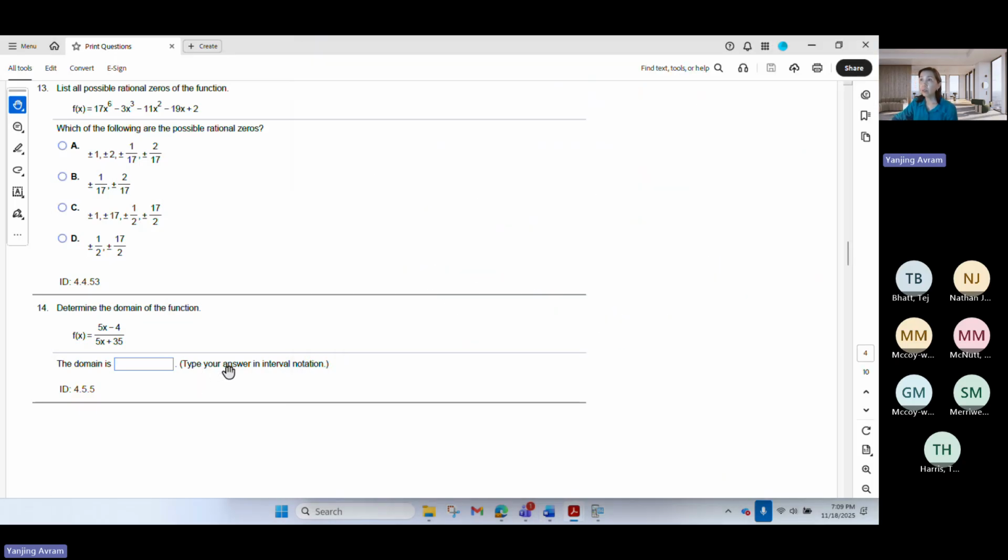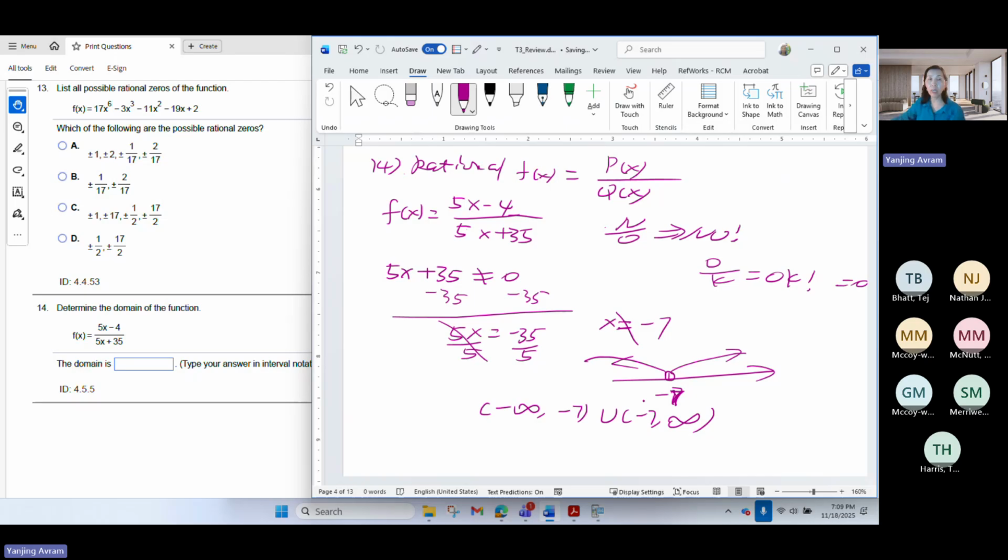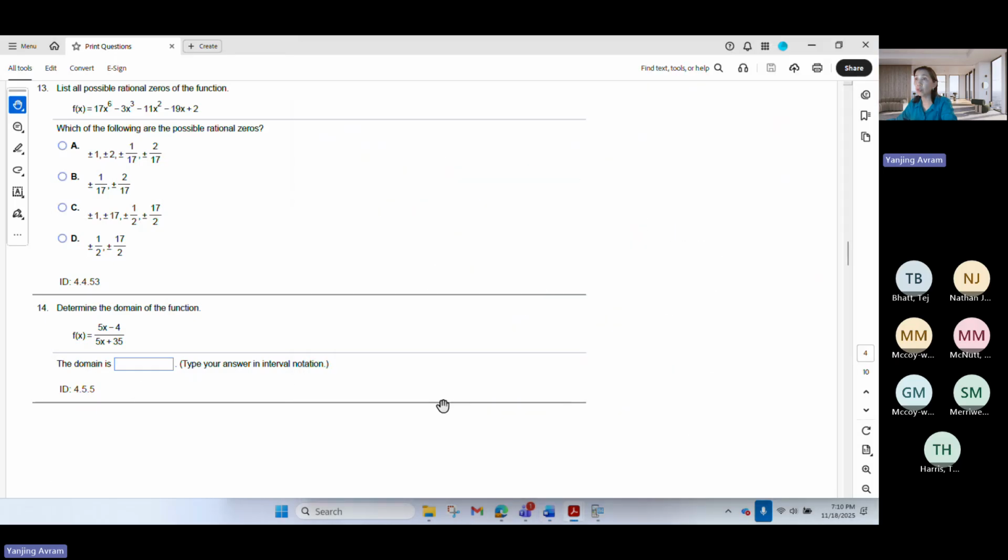Okay. And if you want to type it in interval notation, so what is interval notation? Interval notation means you have to get rid of these points. So you have one to the left, one to the right of negative 7. All right, so this part will be negative infinity to negative 7, negative 7 to infinity, okay? Make sure you use the parentheses, because if you use the bracket, you include negative 7 again. All right, so must use the parentheses. Okay, so that is how you find the domain for this one. So just the denominator cannot be 0.